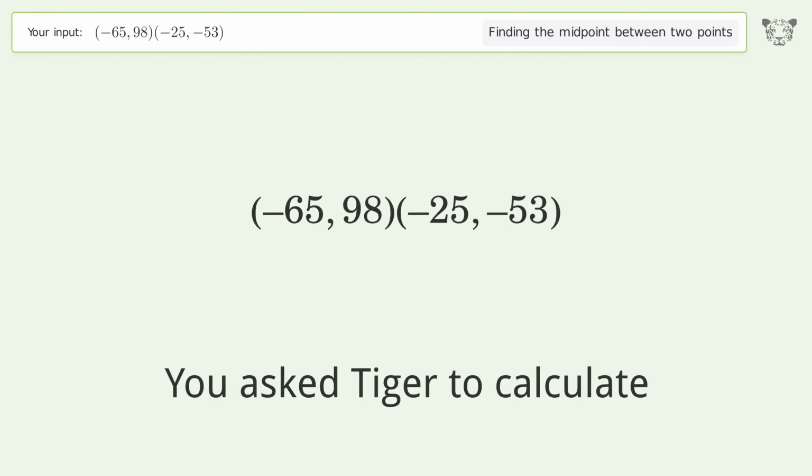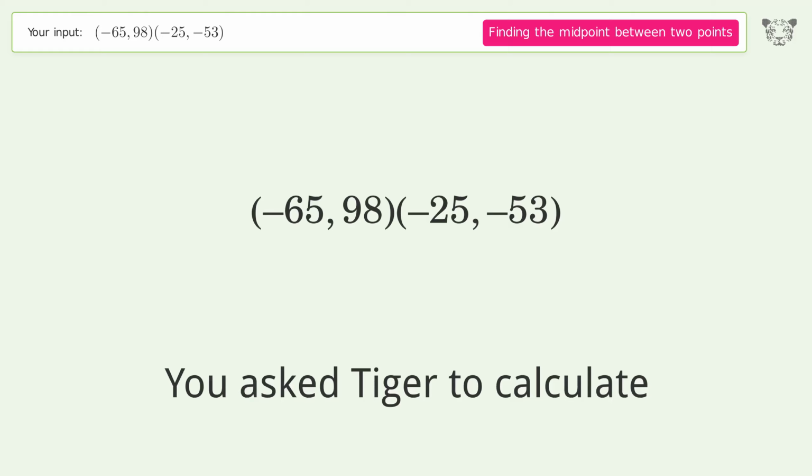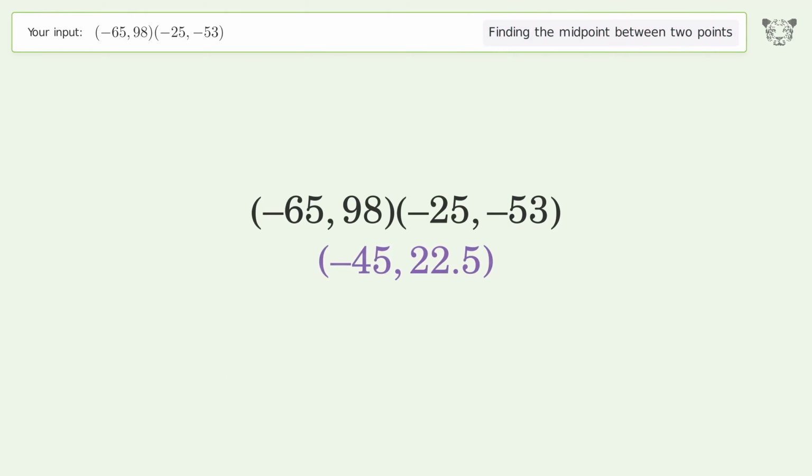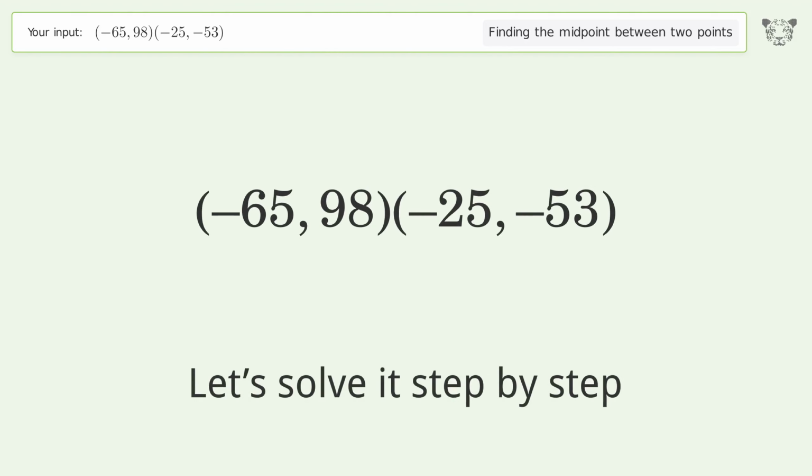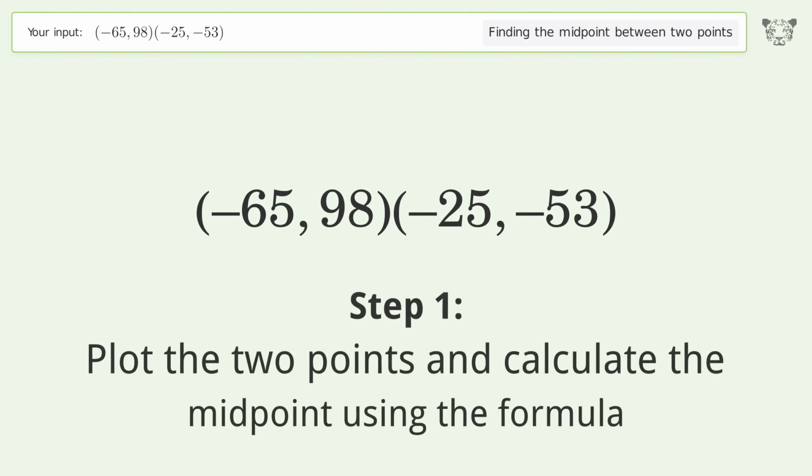You ask Tiger to calculate. This deals with finding the midpoint between 2 points. The midpoint between the 2 points is negative 45, 22.5. Let's solve it step by step. Plot the 2 points and calculate the midpoint using the formula.